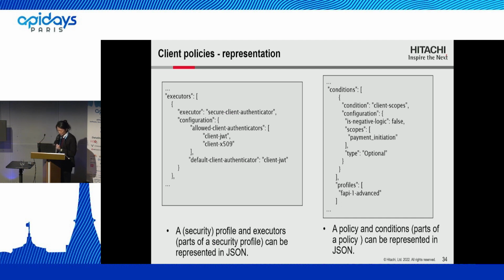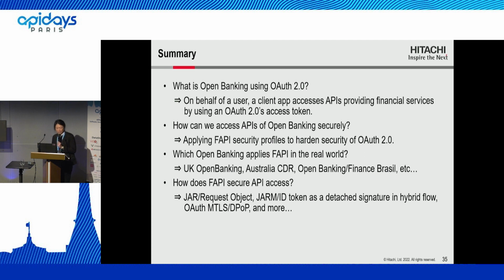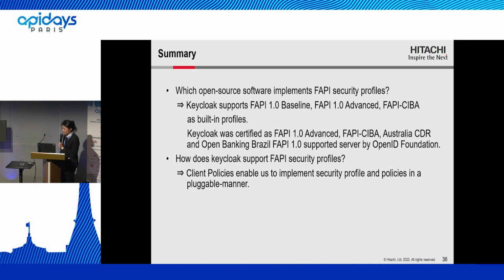For example, today I've talked about the following items: what open banking using OAuth 2 is, and how we can access the open banking API securely, namely by applying FAPI security profiles, an actual use case of open banking that uses FAPI, and also the mechanism of securing API access by applying FAPI security profiles. And also, I've picked up the open source software that implements FAPI security profiles, namely Keycloak.